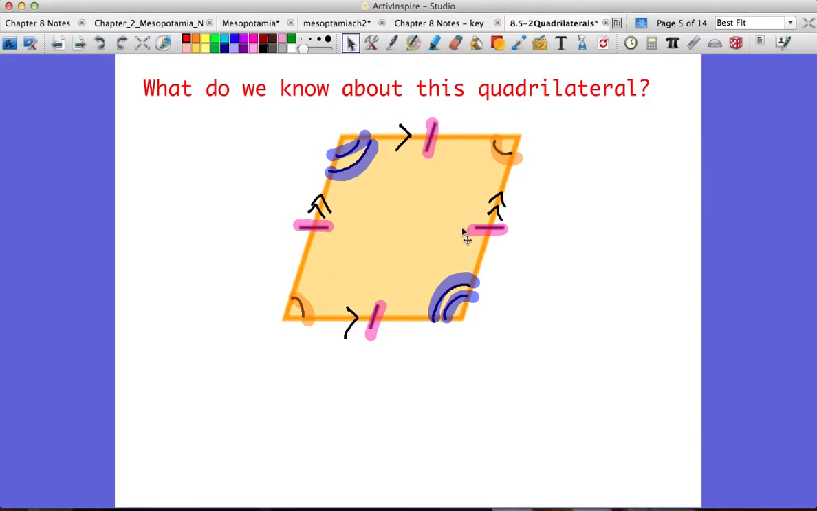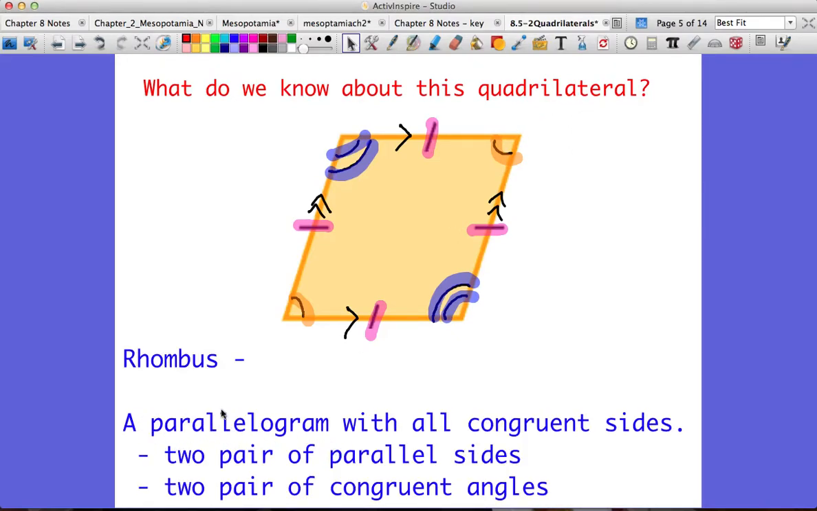Because it has two pair of parallel sides, and it has two pair of congruent angles, it's still considered a parallelogram. However, more specifically, it's a rhombus. A rhombus is a parallelogram with all congruent sides. It has two pair of parallel sides and two pair of congruent angles. You'll notice as we go on, like I said, there are very subtle differences between each of the quadrilaterals, so you'll want to take your time and know the differences between each of the shapes.